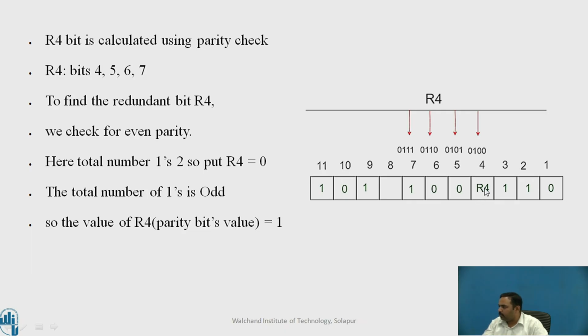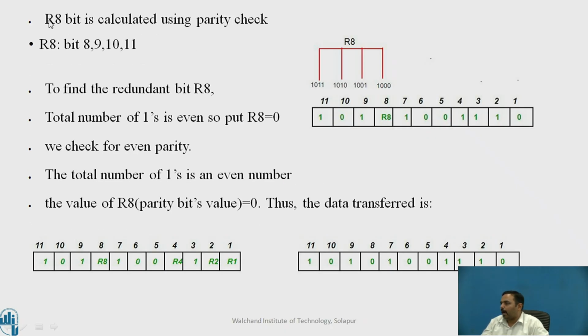After putting R4 is equal to 0, we have to check number of 1 in this MSB. So 1, 2, 3, 4, 5. So total number of 1 is odd. So R4 parity bit value is 1, because total number of 1 is odd. Next, calculate for R8.